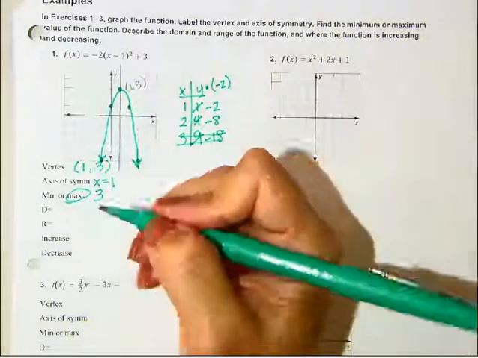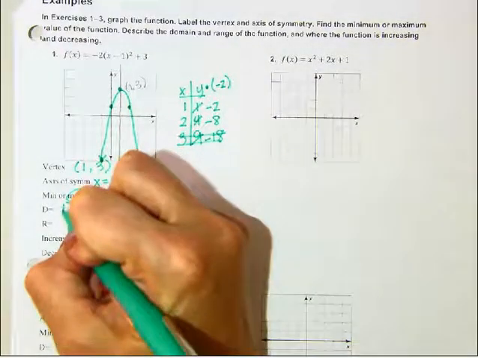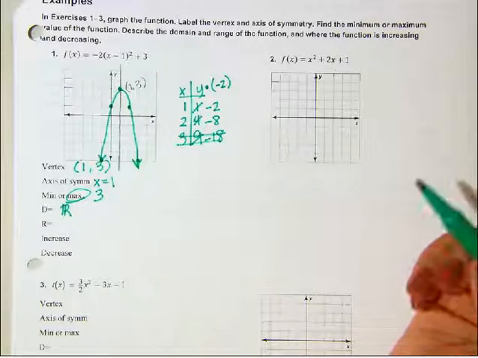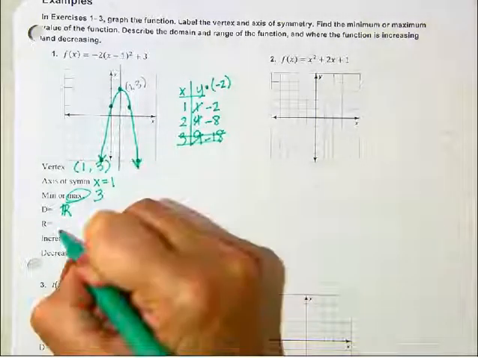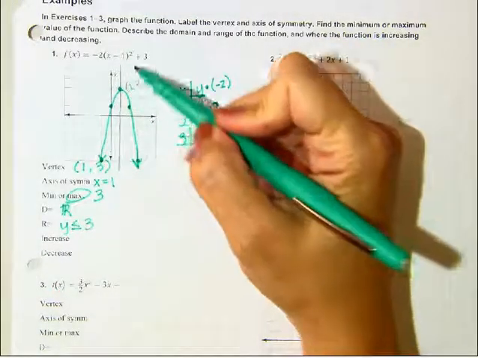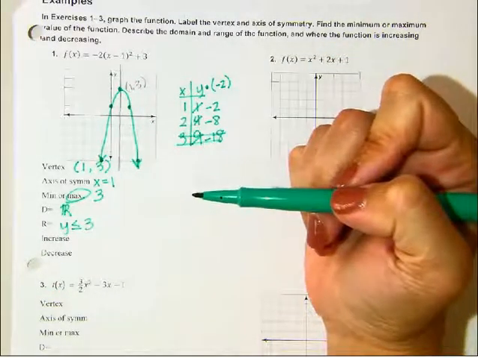The domain is all the possible x values, so it's all real numbers because it's going left and right forever, just kind of slowly. And the range is y is less than or equal to 3. It does not go above y being 3.